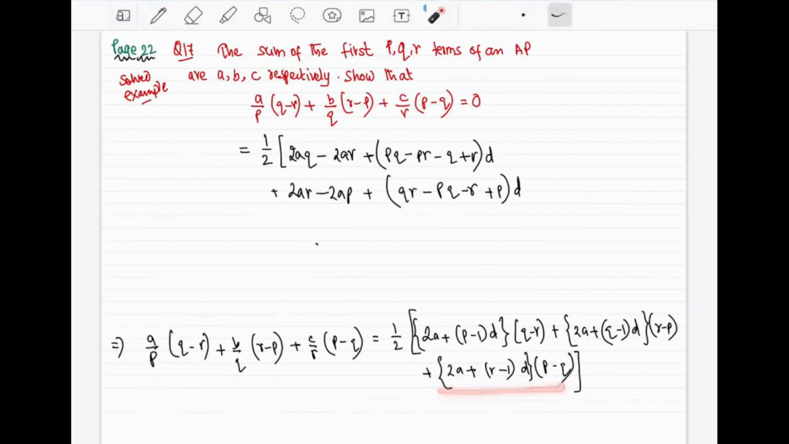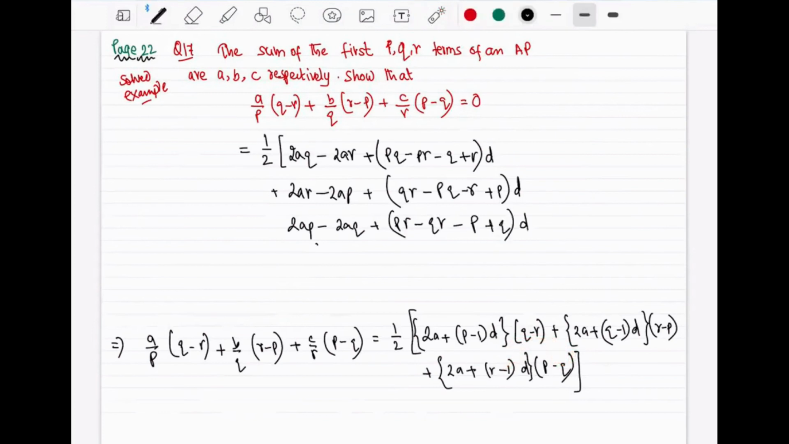Do the same thing here. Twice a and p, twice a and q, twice ap minus twice aq. Multiply this and this. R and p is rp, so I can just write pr, right? So plus pr. R and q is qr, minus qr, minus 1 and p is p, minus minus is plus, minus 1 and q is plus q. Close the third bracket.